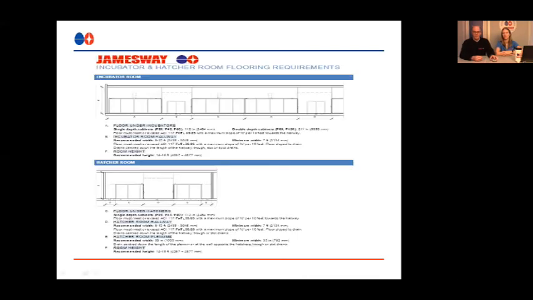So this may be a bit difficult to see, but this is the Jamesway flooring specification. It's something that we communicate early on in a project to, if we're able to communicate directly with the general contractor or a certain trade, or at minimum pass it on to the customer themselves, that these are the flooring requirements that Jamesway needs for our machines in terms of slope.